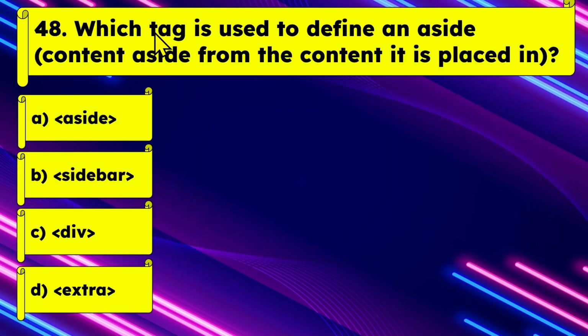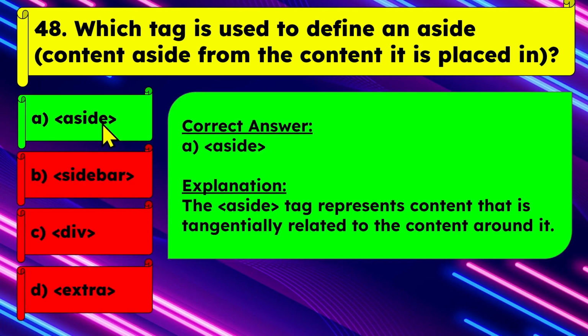Our next question is, which tag is used to define an aside? Means content aside from the content it is placed in. Option A is aside, option B says sidebar, option C says div, or option D says extra. So here the correct answer will be option A. As you can see, the aside tag represents content that is tangentially related to the content around it.